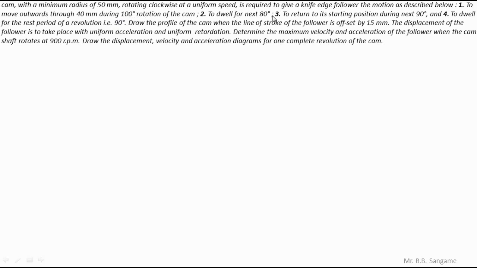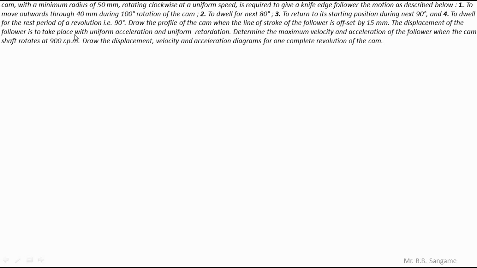To dwell for the next 80 degree, this is the dwell part. It is followed by the return stroke of 90 degree. Okay, so the remaining part is to dwell for the rest period of 90 degree. So here we need to draw the profile of cam when the line of stroke is offset by 15 mm. So this is the case of offset follower.